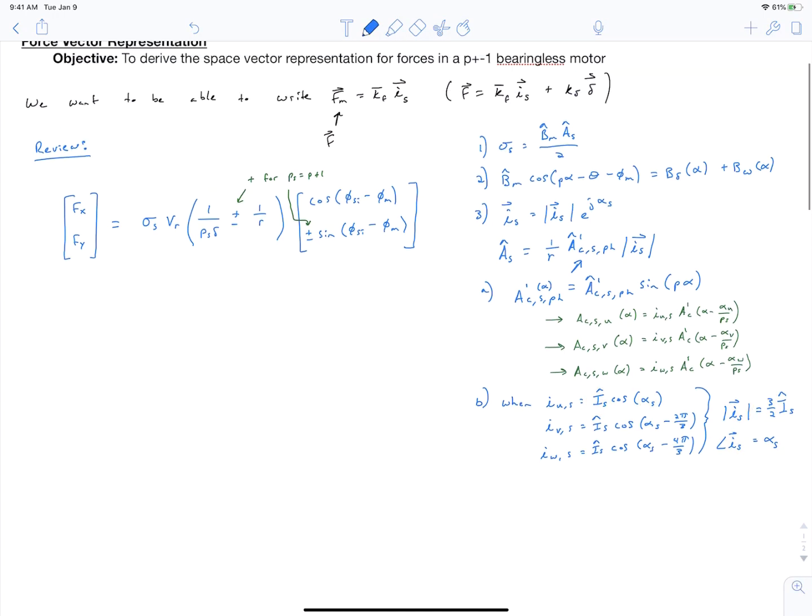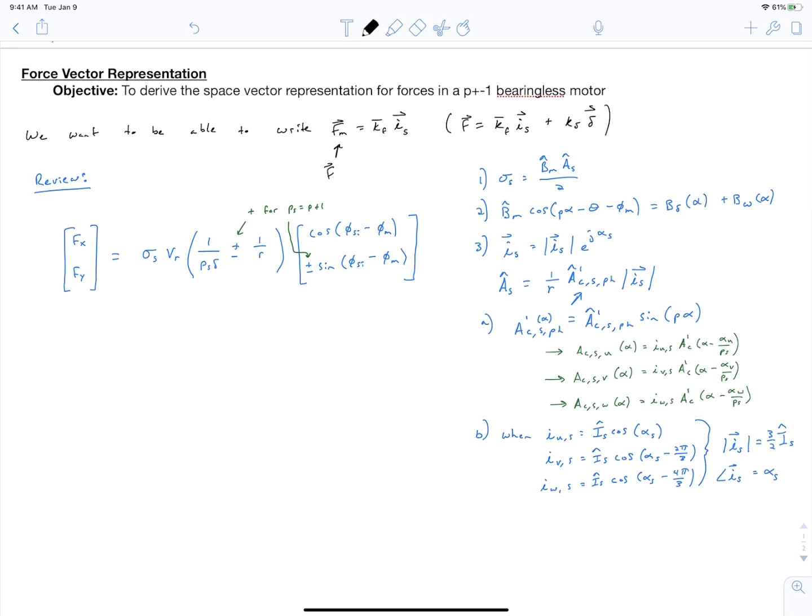Alright, we're now ready to begin the core of this material. We can rewrite our force expression as follows. We're going to plug in this quantity into here, and then we're going to use this relationship to get this in terms of our current space vector.